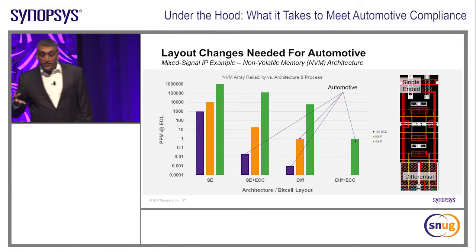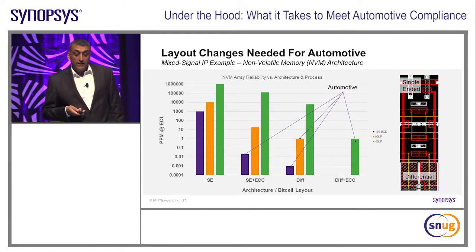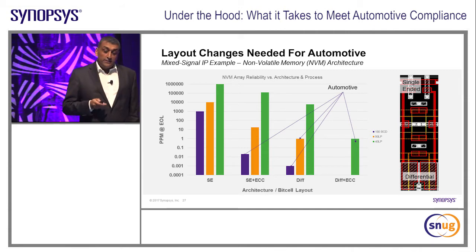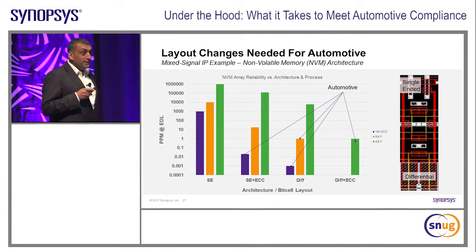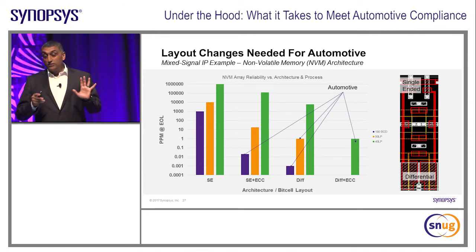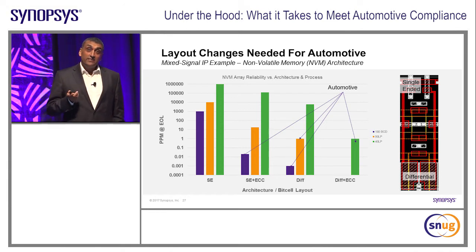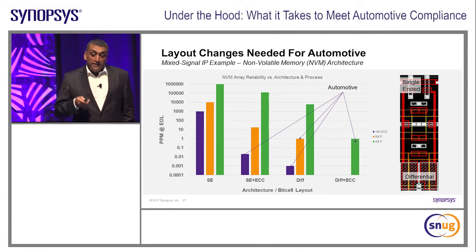Then if you get to a differential architecture, you can meet the automotive requirements in 180 and 90. And then if you add differential and ECC, all the technologies actually meet the automotive requirements in terms of PPM. This is very interesting because what it's telling you is that as you get smaller in your technology nodes, the chances of meeting automotive reliability are lower. So conceptually, you have to make the layouts bigger, plus you have to add design techniques like differential stages or ECC in order to meet that PPM requirement.